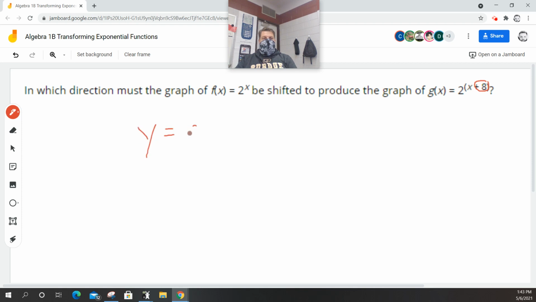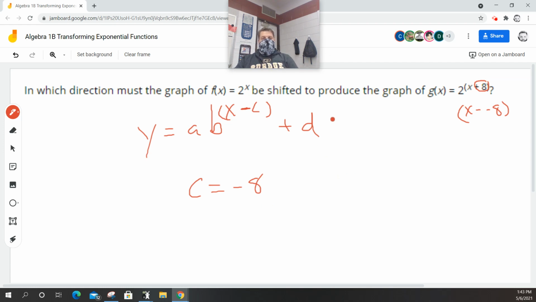Remember, if I say y equals a times b raised to the x minus c plus d, oops, d, not b. What does the c do? Well, c is equal to negative 8, right? Because there's a negative thing here. In other words, this is x minus minus 8. So what does that mean?